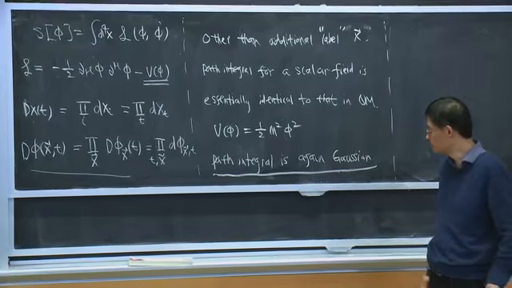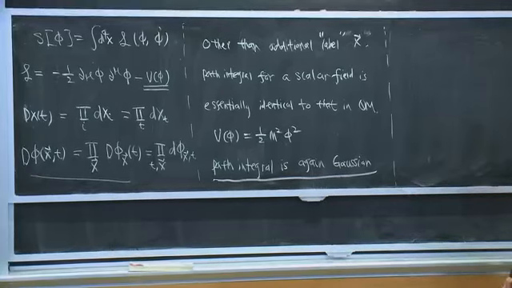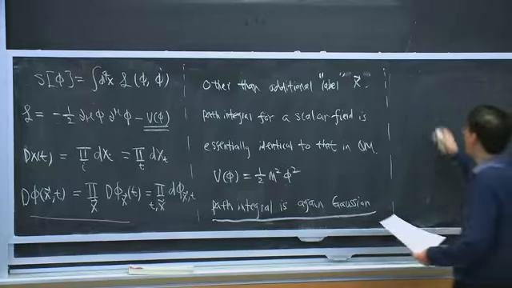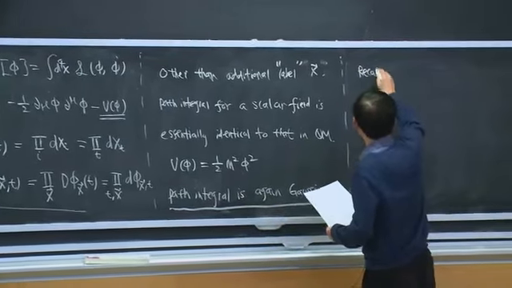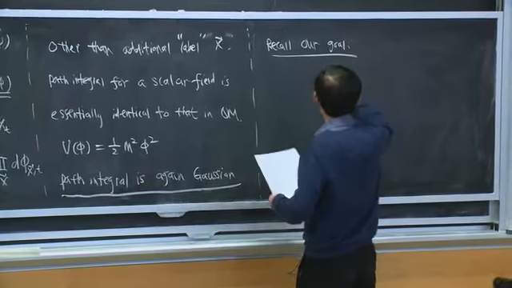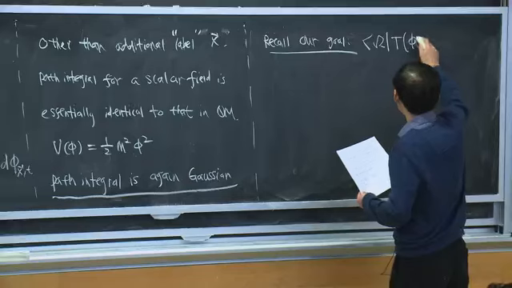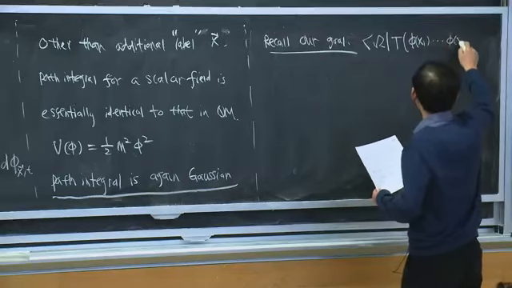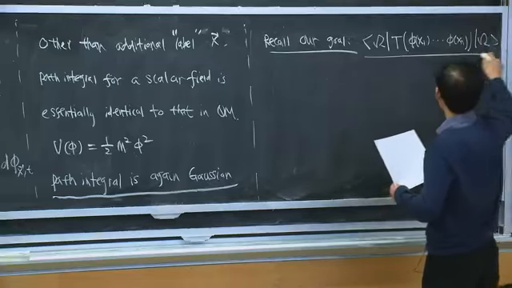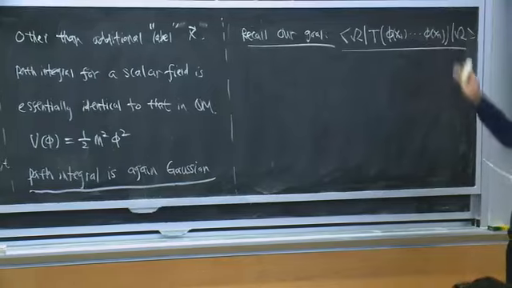And now let's think a little about how to treat the interacting case. Recall our goal is to compute this object, the vacuum expectation value of time-ordered correlation functions. We want to compute this object. Now we will discuss how we use the path integral to compute it.